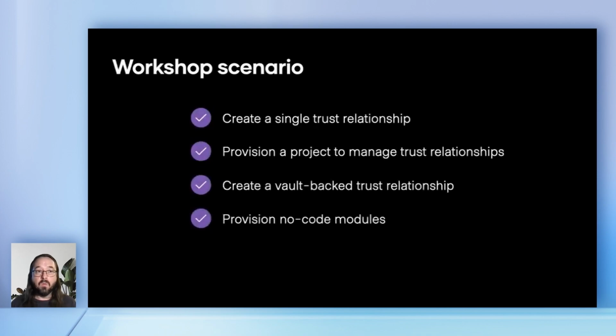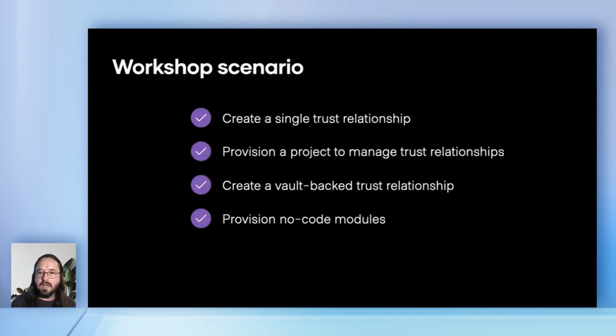So in this scenario, we're going to look at a few different ways to set up trust relationships. First, to keep things simple, we're going to just create a single trust relationship, use it to provision infrastructure, and talk about how that works, what the different pieces are. Now, you'll find that maybe you don't want to have to do it one-off every time. Often you'll want some sort of automation, maybe the ability to audit what your trust relationships are. So in the second step, we're going to provision a project in Terraform Cloud that you can use to manage all of your trust relationships. That way, everything's in one place.